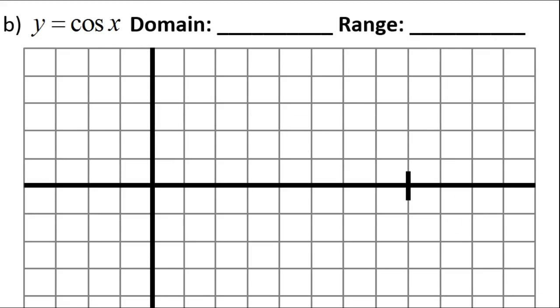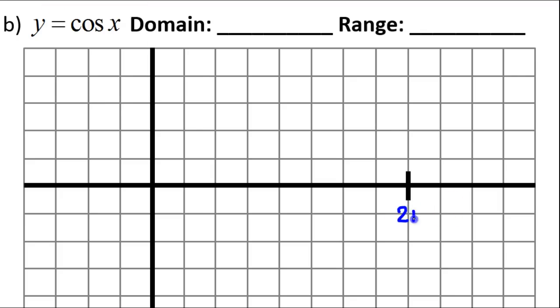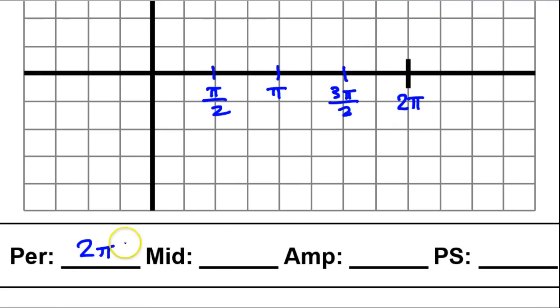Well, cosine is another simple one. Again, just like sine, the cosine has a period of 2 pi. So I'm going to label it in the same way. Okay, so the period is 2 pi. We've memorized that the midline is the x-axis, so that's y equals 0. The amplitude, just like for the sine function, is 1. I can tell once again there's no phase shift.